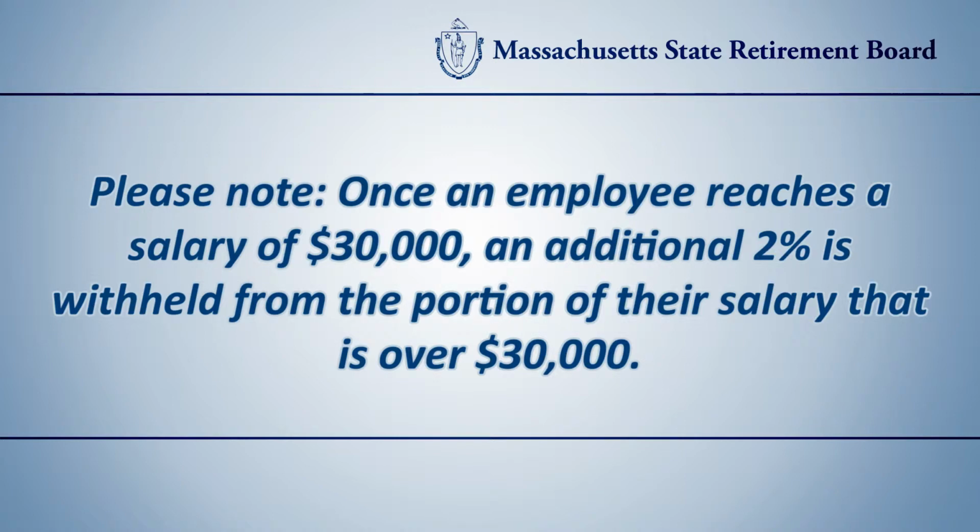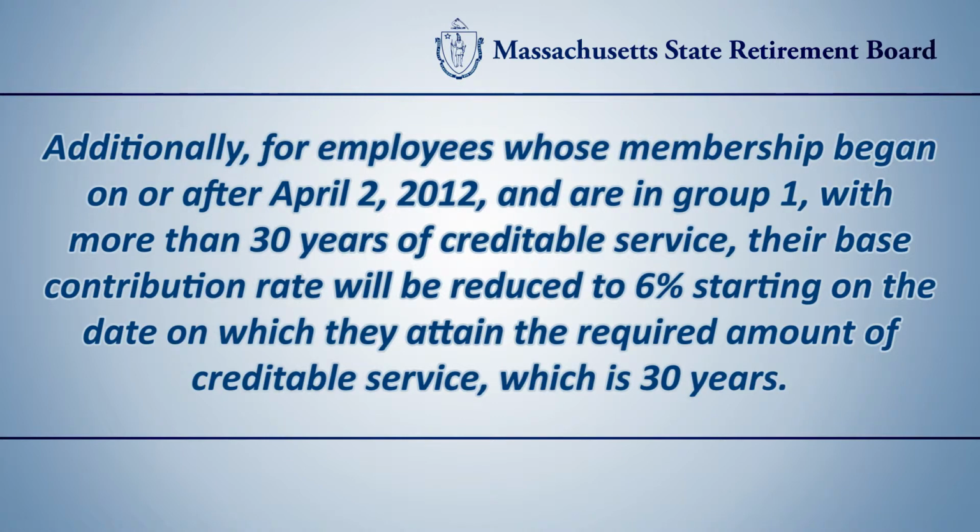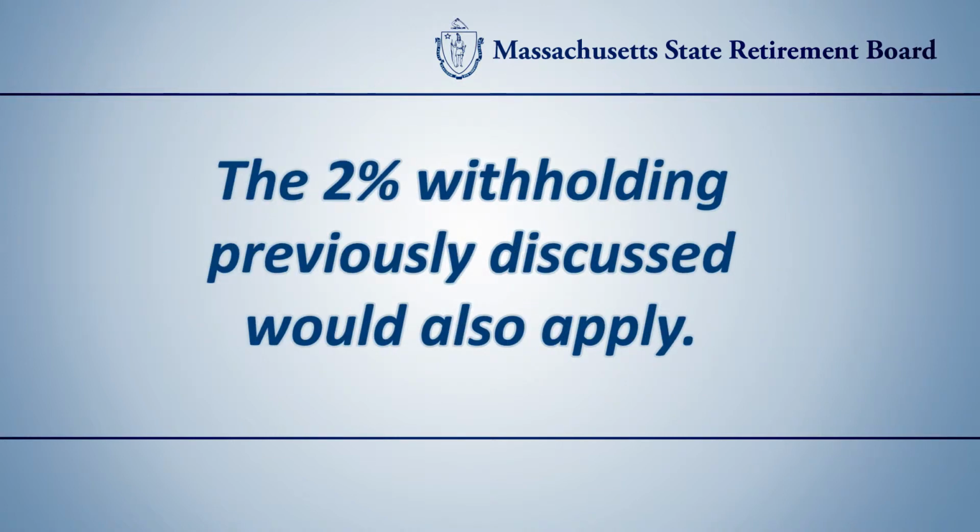Once an employee reaches a salary of $30,000, an additional 2% is withheld from the portion of their salary that is over $30,000. Additionally, for employees whose membership began on or after April 2nd, 2012, and are in Group 1 with more than 30 years of creditable service, their base contribution rate will be reduced to 6%, starting on the date when they attain the required amount of creditable service, which is 30 years. And the 2% withholding previously discussed would also apply.